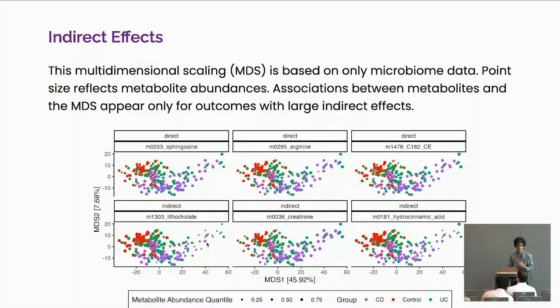And not only is there that difference, it seems to be related to the location on this MDS. Right? And since the location on the MDS is only coming from the microbiome, these are exactly those metabolites that are changing in relation to the changes in the microbiome. So it's not just arbitrary change. It's traveling through the microbiome path.